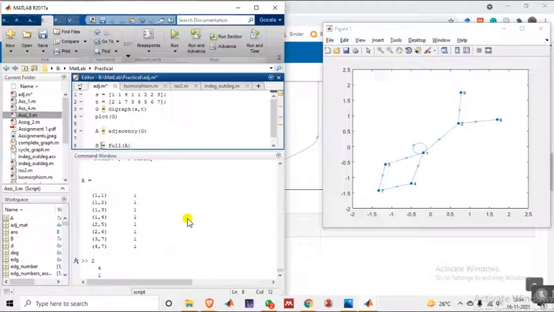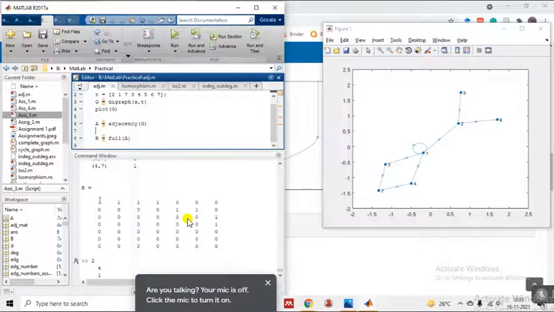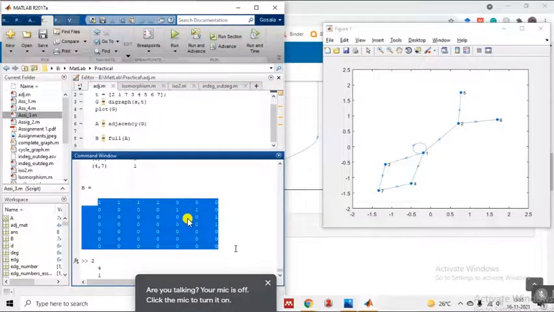variable called B, and I just use the function full. Whatever missing values there are in A, the adjacency matrix A doesn't show the 0 values. That means there is no edge between 1 and 5, but it is not showing. It is only showing whichever have edges among them. So if I run this code again, then you people can see this. So this is the output matrix of that.